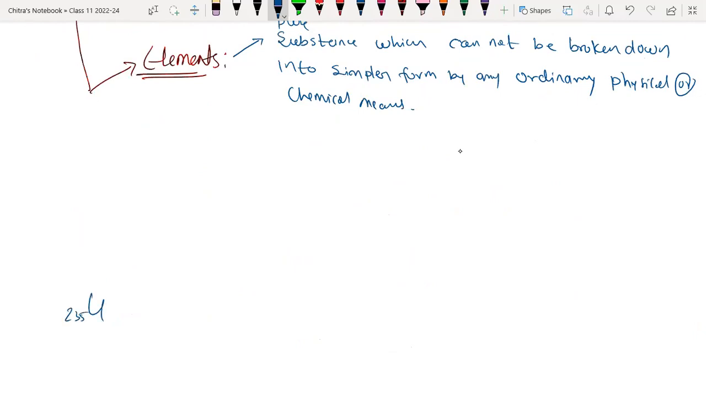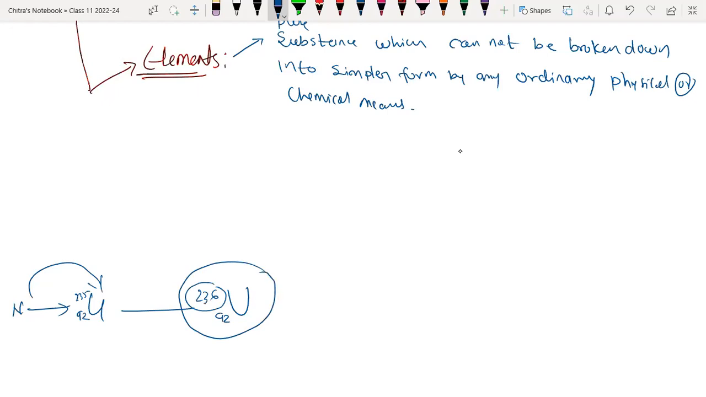Suppose we have uranium 235, with atomic number 92. We fire one neutron on uranium, and uranium accepts that neutron. Its atomic mass increases and becomes 236. That isotope of uranium is very unstable and it breaks down into two parts. One is krypton and the other is barium.